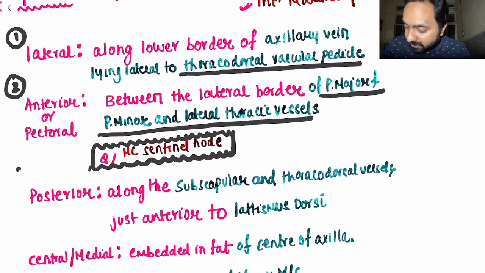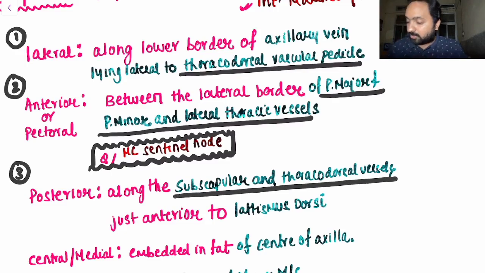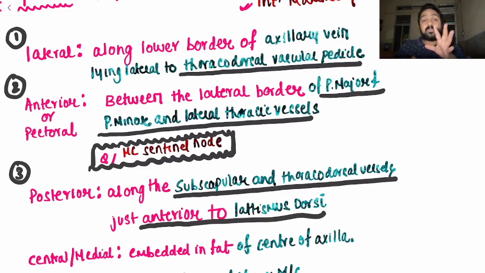Then we discuss regarding the posterior group of lymph nodes. So these are along the subscapular and the thoracodorsal vessel just anterior to your latissimus dorsi. So please remember these important definitions. Again, the questions that can be framed from here could be direct one-liners, or they might give you 4 options and ask which of the following is not correct, which of the following is correct.